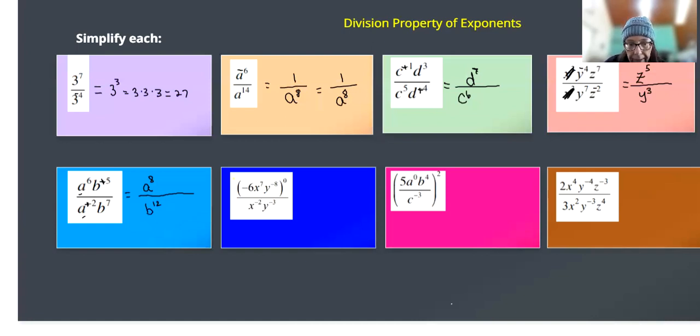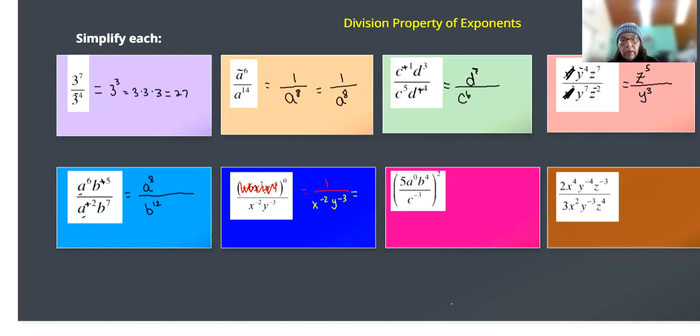First of all, on the top, everything in those parentheses is to the 0, and anything to the 0 is 1. So that takes care of the whole top. That's 1. Then we've got x to the -2, y to the -3. X to the -2, y to the -3.